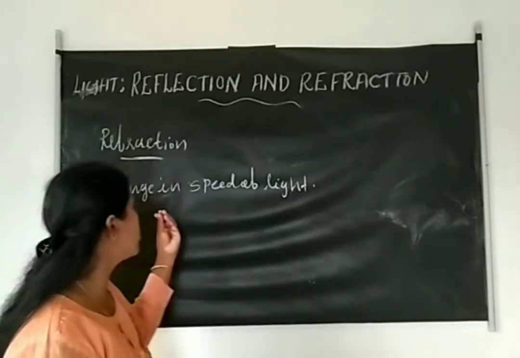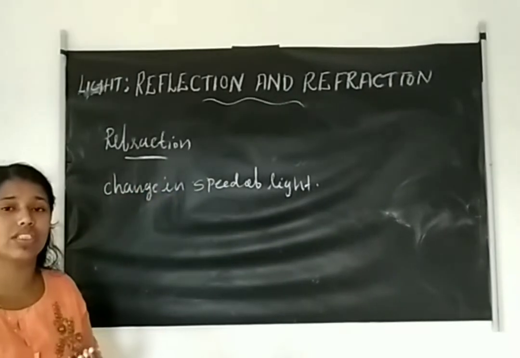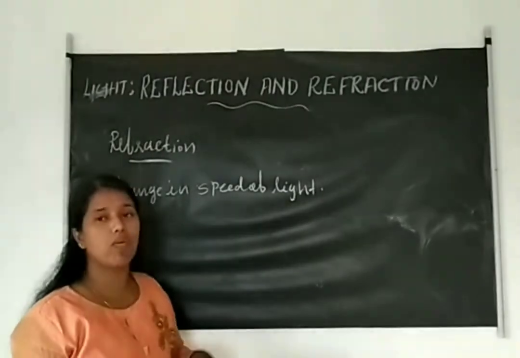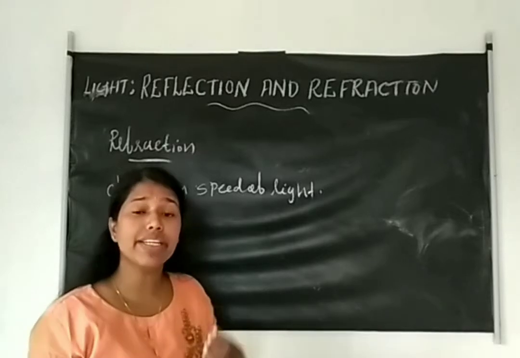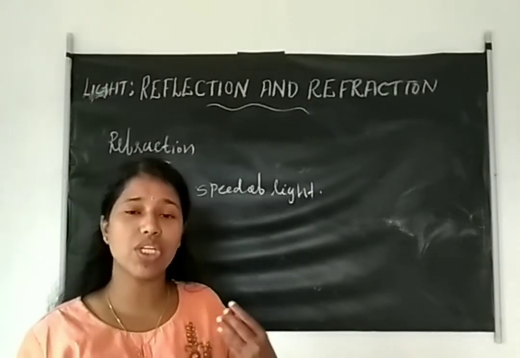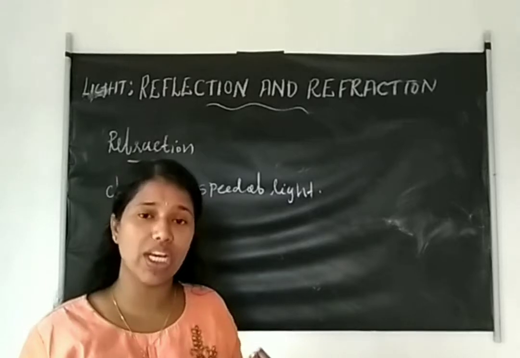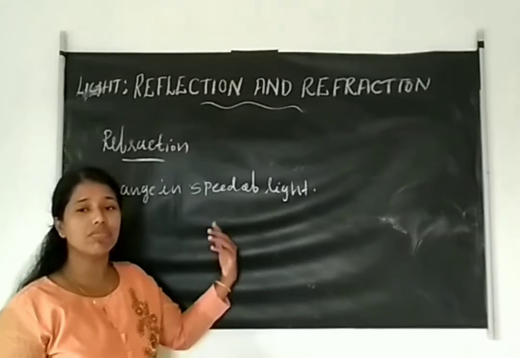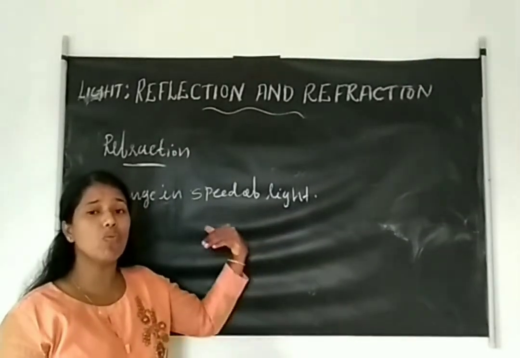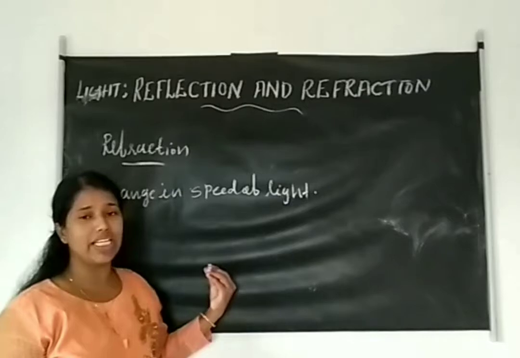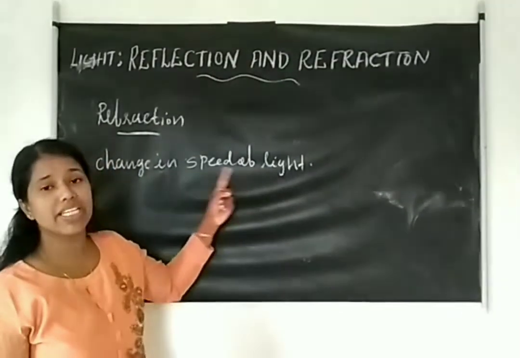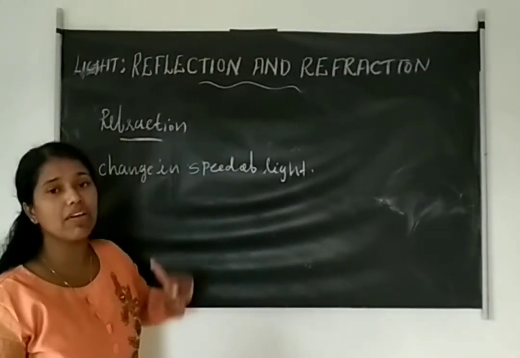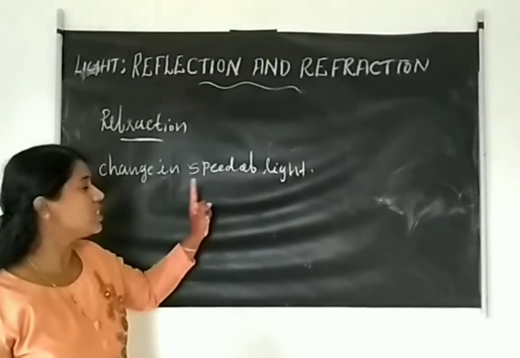Then what is the cause of refraction? What is the reason behind it? Only one reason: the changing speed of light. Light travels in different mediums. The speed of light in vacuum is 3 into 10 power 8 meter per second, but when it travels from one medium to another, the velocity of light changes. That is the only reason for refraction: change in speed of light.